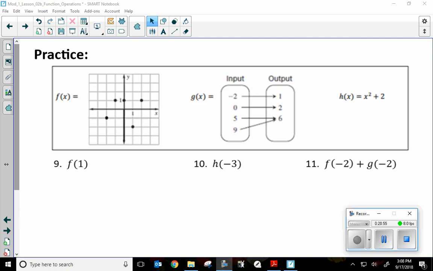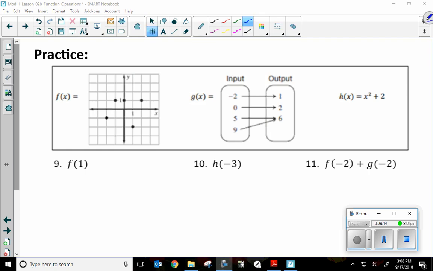All right, we're going to practice this, but instead of having tables, we're going to have a graph for my f function, a mapping diagram for my g function, and a regular equation for my h function. Okay, we'll do 9 through 16, and then we'll be done with the video.